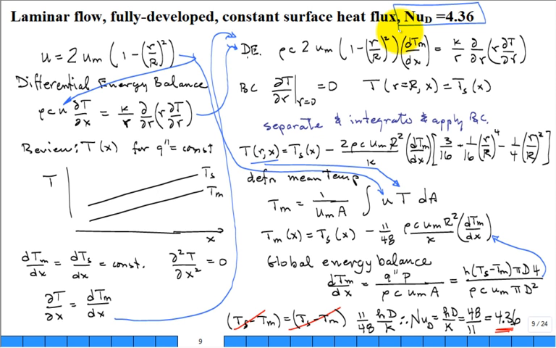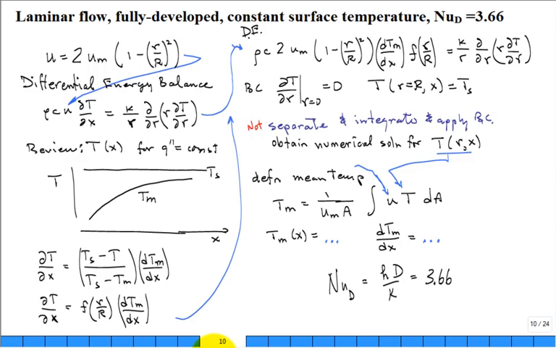You're impressed. Well, guess what? That was the easy one. This is the harder one. And I just even say not separate and integrate. You have to do some other, like numerical approach to obtain the solution. And then you come out with the Nusselt number for a constant surface temperature application is 3.66. There's some more digits on that.